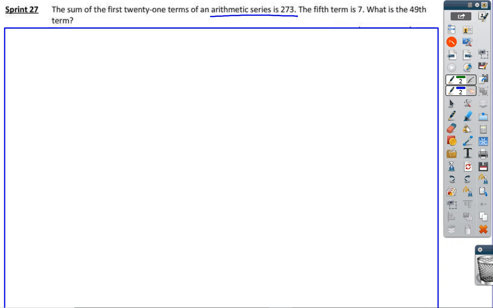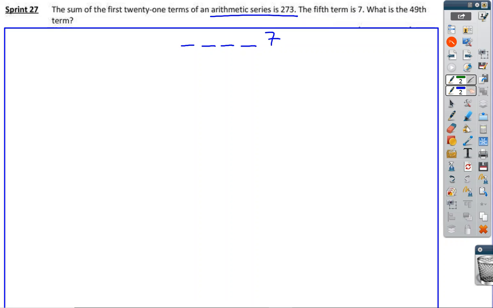Well, what I really want to do is find the equation for the numbers in our arithmetic sequence, and then plug in 49, and that will give me the 49th number. All right, so I know that I have 1, 2, 3, 4. The next number is a 7.